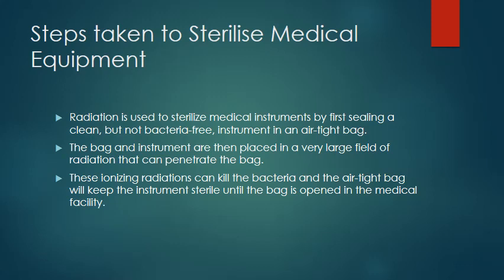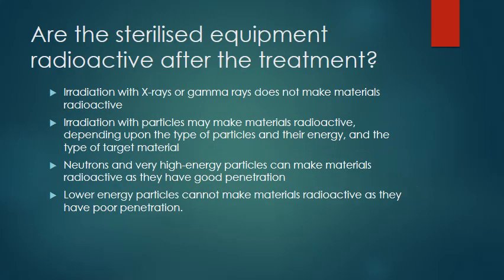Steps taken to sterilize medical equipment. Radiation is used to sterilize medical instruments by first sealing a clean but not bacteria-free instrument in an airtight bag. The bag and instrument are then placed in a very large field of radiation that can penetrate the bag. These ionizing radiations can kill the bacteria, and the airtight bag will keep the instrument sterile until the bag is opened in the medical facility.